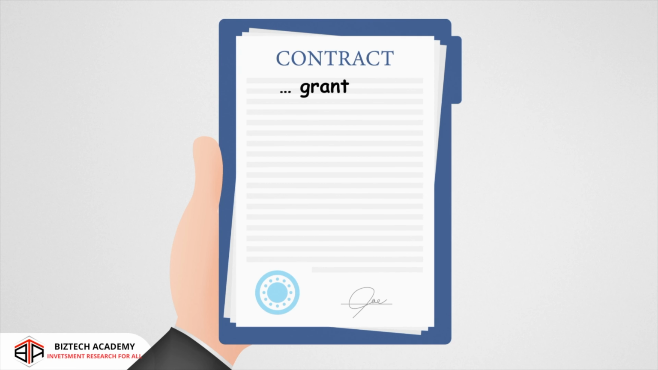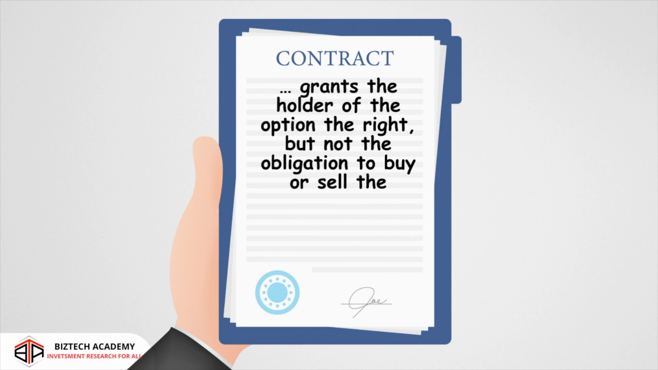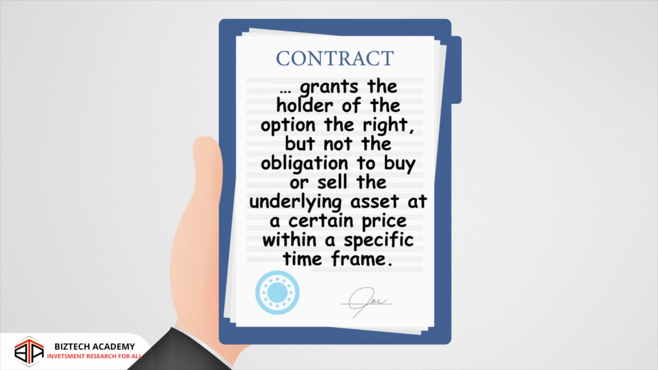Well, an option is a contract that you can buy and sell that grants the holder of the option the right, but not the obligation, to buy or sell the underlying asset at a certain price within a specific time frame. Okay, so any of you who've seen any options for beginners videos before will certainly have seen some form of definition like that. But what does it really mean?